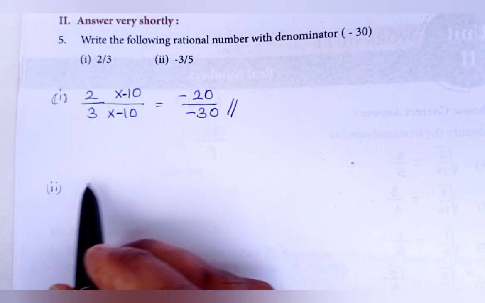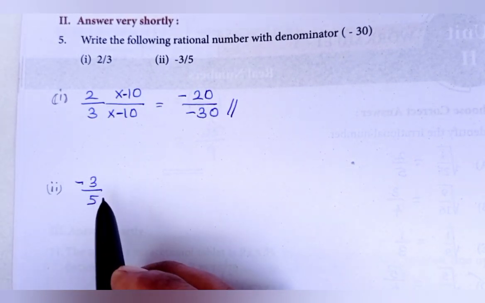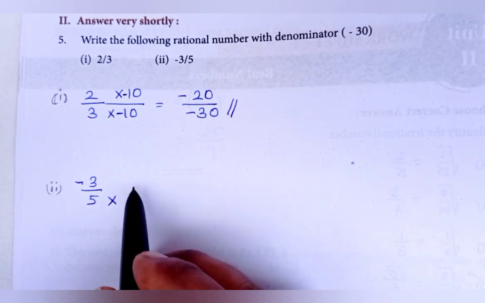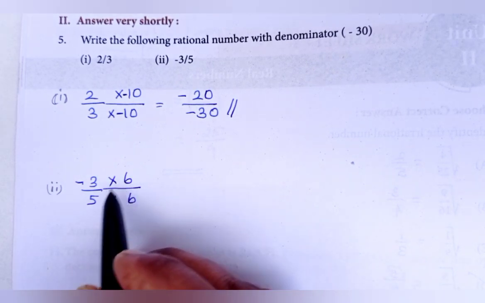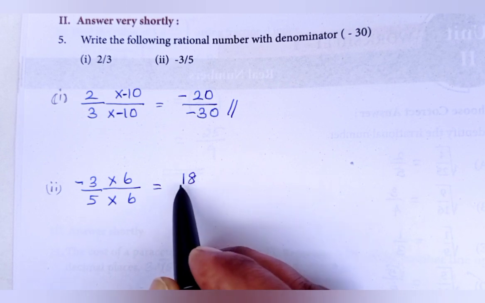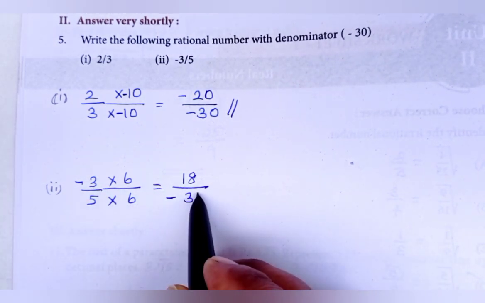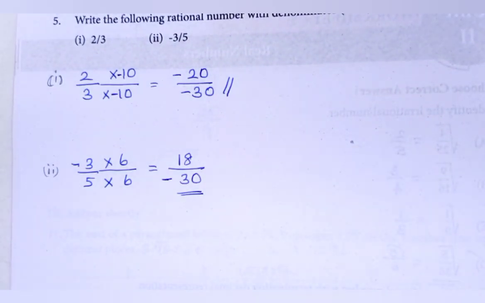Second one in the same, minus 3 by 5. We have to convert the denominator to minus 30. In the 5, if we multiply 6, we will get it as 30. See, already we have minus in the numerator. அதனால அது அப்படியே denominatorக்கு shift பண்ணி கொடுத்துறலாம். So this is 6 3s are 18 in the numerator and this minus sign is shifting down. We will get minus 30 in the denominator. So this is the answer for the second one.